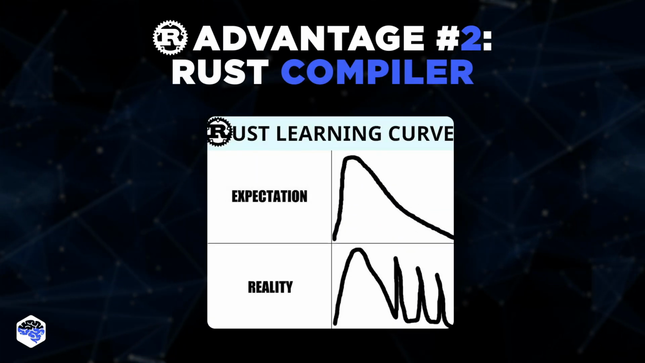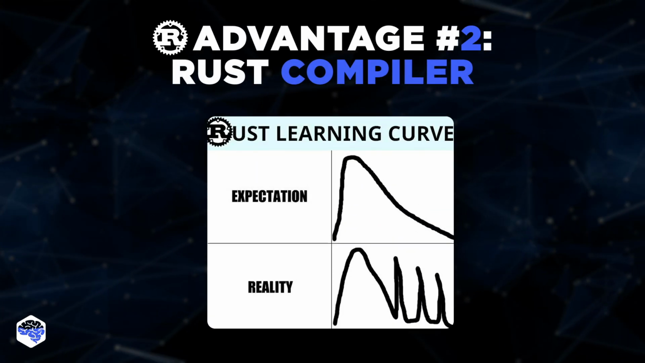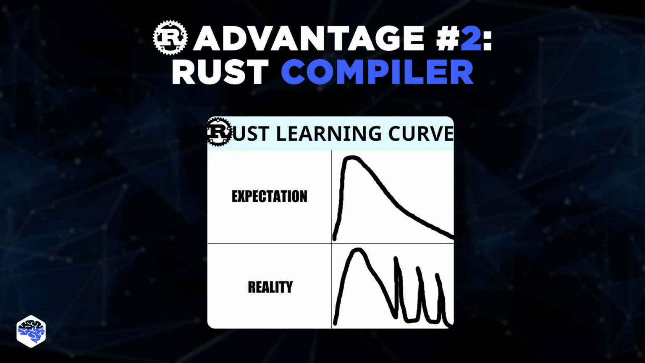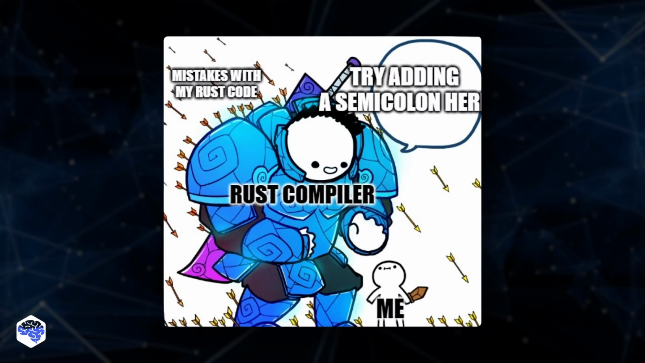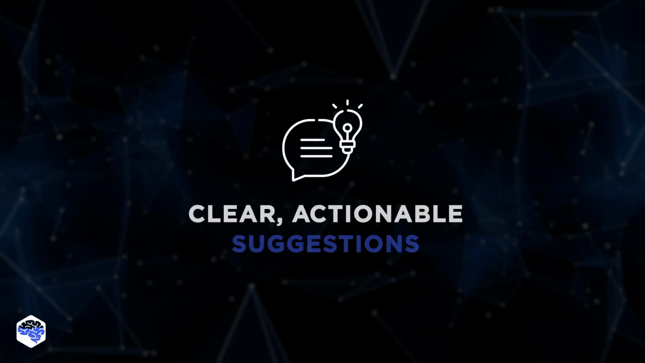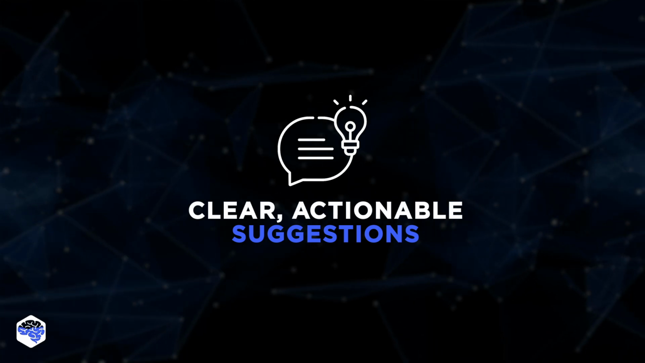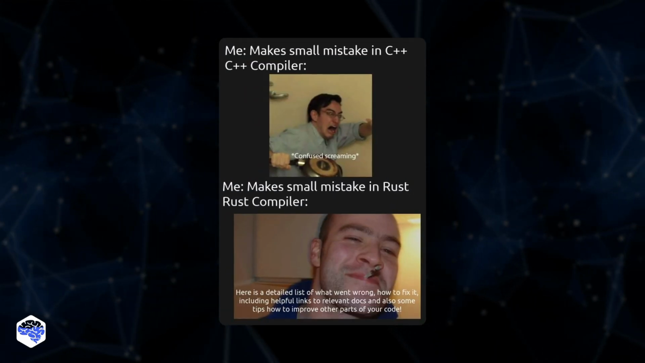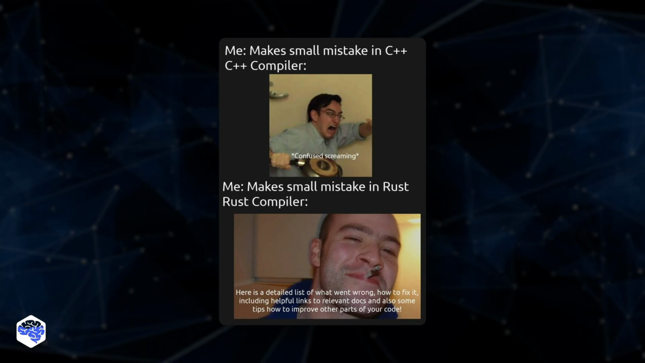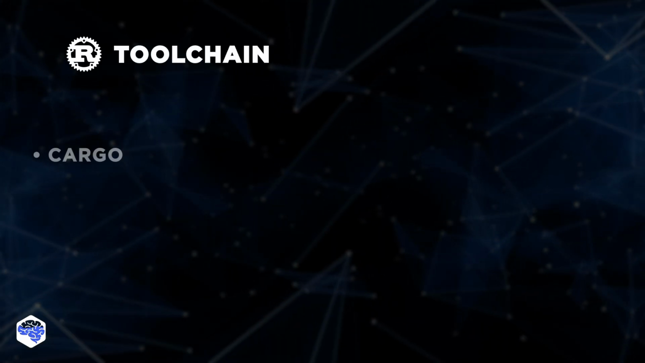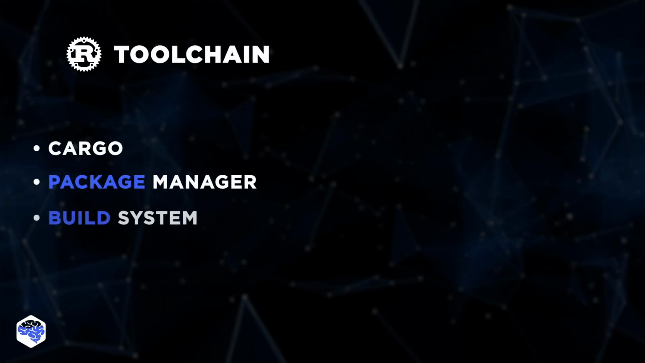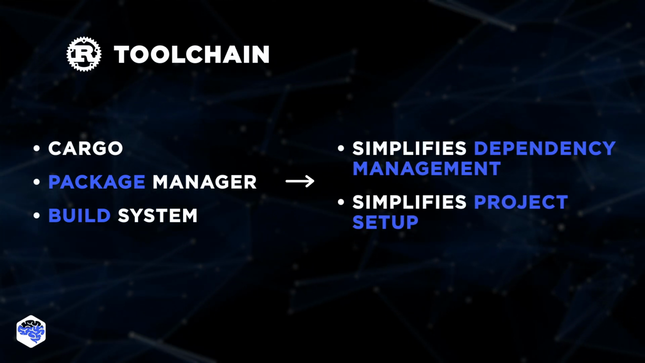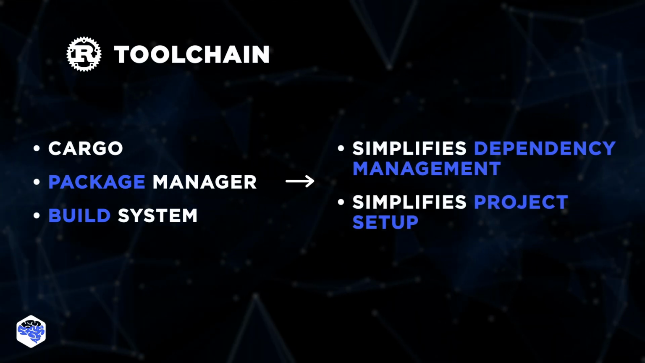Moving on to another benefit of Rust, it's known for having a powerful compiler, and here's where Rust definitely softens its learning curve. The Rust compiler helps programmers deal with mistakes in their code by providing clear, actionable suggestions. Such detailed and informative error messages enable developers to understand and resolve issues quickly. Furthermore, the Rust toolchain includes Cargo, the package manager and the build system, which simplifies dependency management and project setup, enhancing the overall developer experience.